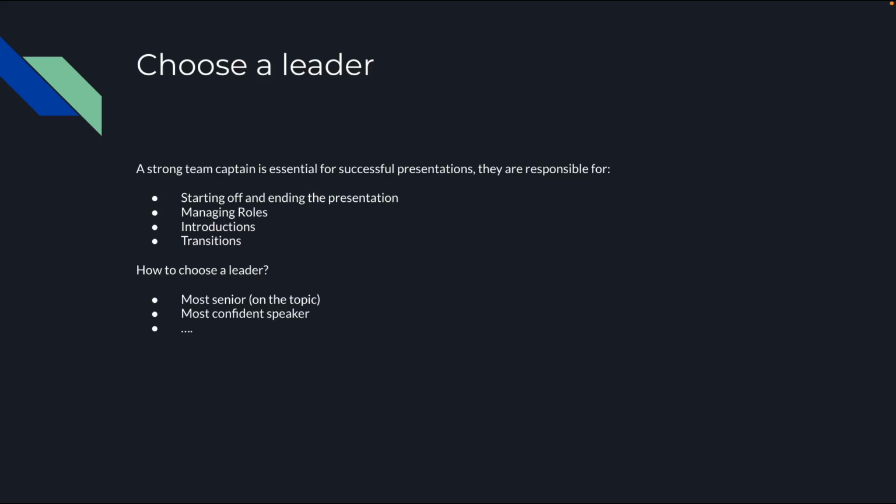How to choose a leader? We might choose someone who is a domain expert on the topic, or most senior within the position, if we're talking in terms of a corporate structure. Or in the university context, maybe they're fourth year while everyone else is in younger years. Of course, the most confident speaker, and the list goes on.